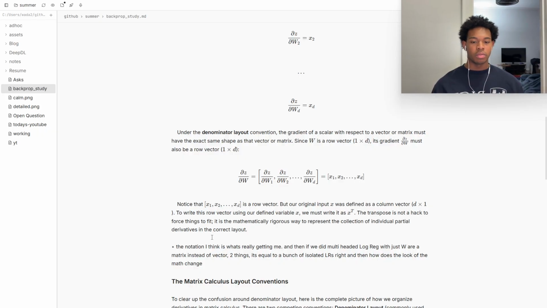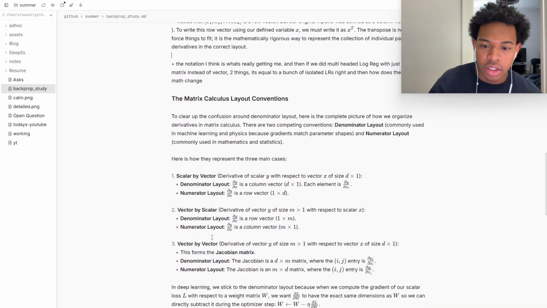Notice that it's a row vector, but our original x was defined as a column vector. To write the row vector using the defined x, we must write x transpose. The transpose is not a hack to force it to fit. It's the mathematically rigorous way to represent the collection of individual partial derivatives in the correct layout convention. Cool. I like that.